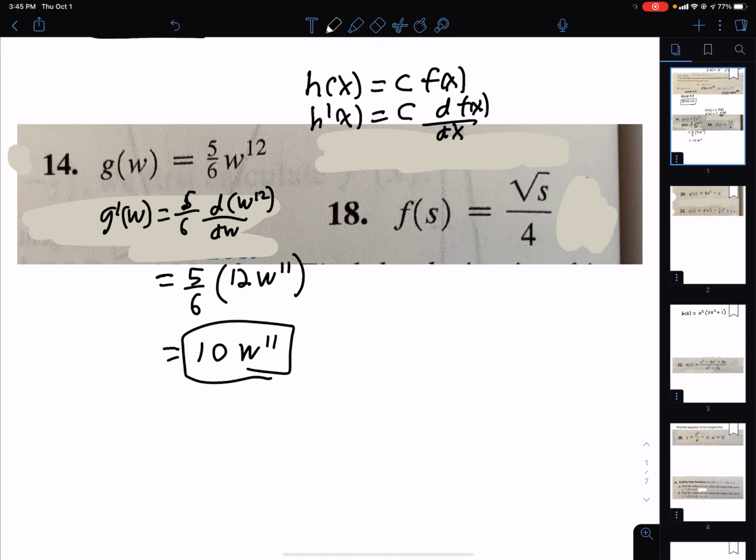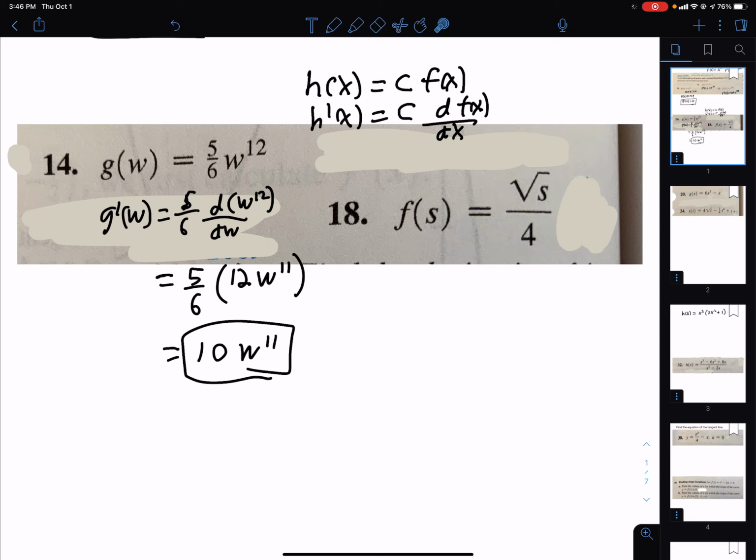Now, some of you might be saying, I didn't have to pull that out in front. Can't I just bring the 12 and multiply it by 5/6 and decrease that by 1? Yes, you can, but the reason you can is because of the constant multiple rule. If I have a constant, I can pull it out, take the derivative, and now these get multiplied. I know in the future you'll probably go directly from here to here. You won't pull it out in front, but you have to understand why that works and what you're doing.